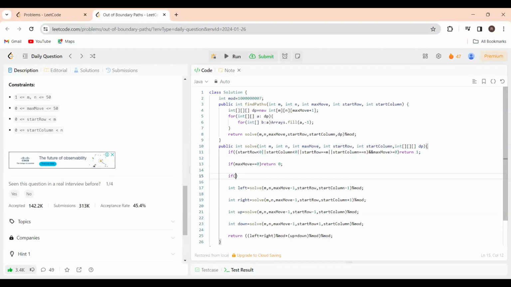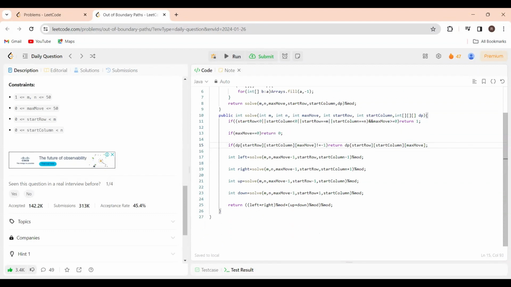So I'll check whether dp of start row, start column, and max move is not equal to -1, then I can return dp of this only. So I'll be returning this one. And what I need to do is store that answer in my DP. So this is how I'll be applying the DP here.